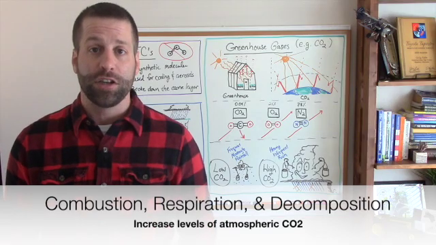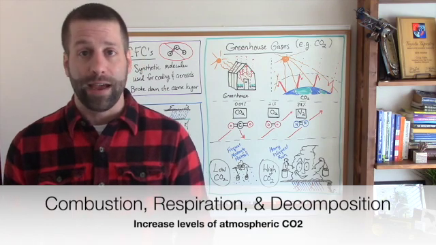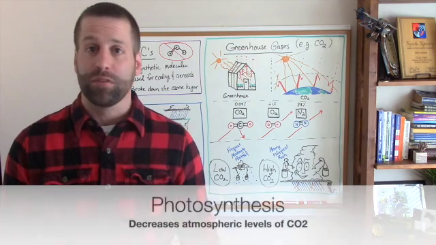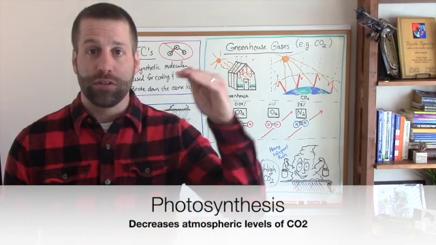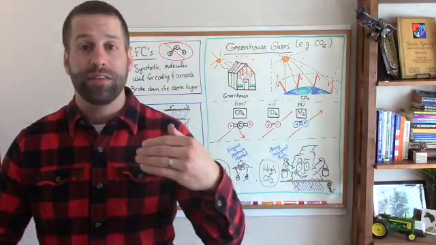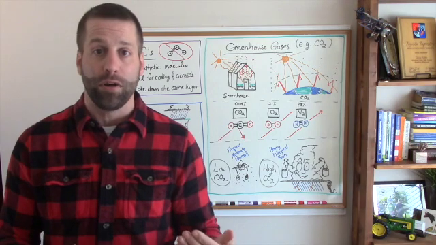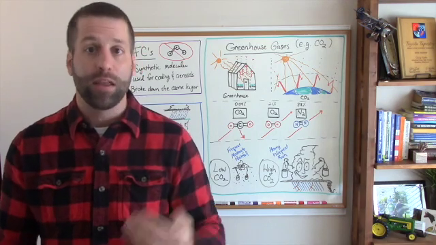Combustion, cellular respiration, and decomposition add carbon dioxide to the atmosphere. Photosynthesis removes it. The reason we're seeing CO2 levels rise is because the rates of cellular respiration, decomposition, and burning are occurring at a faster rate than rates of photosynthesis.